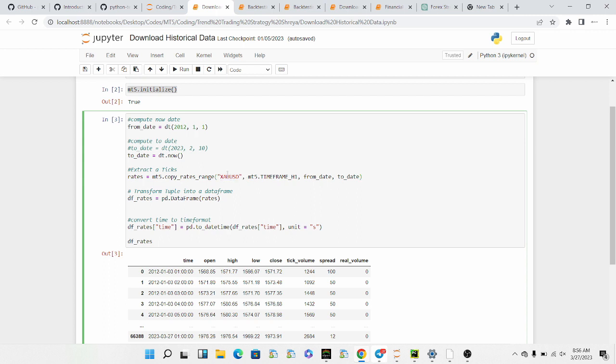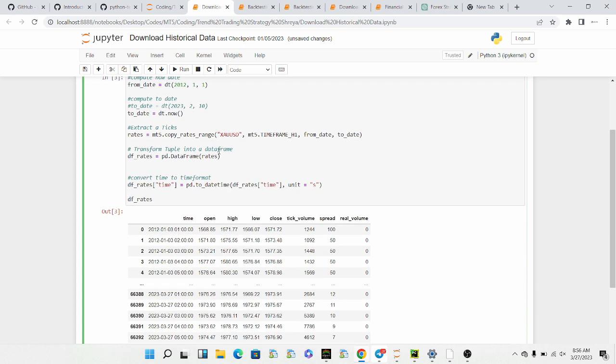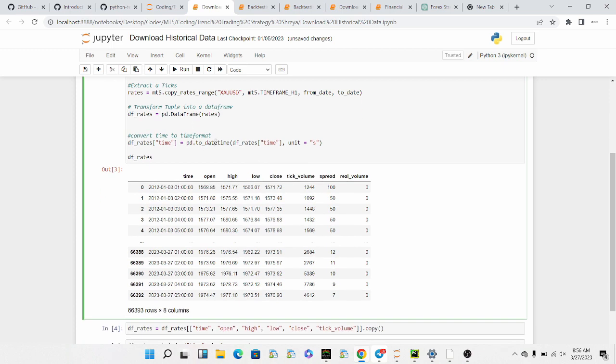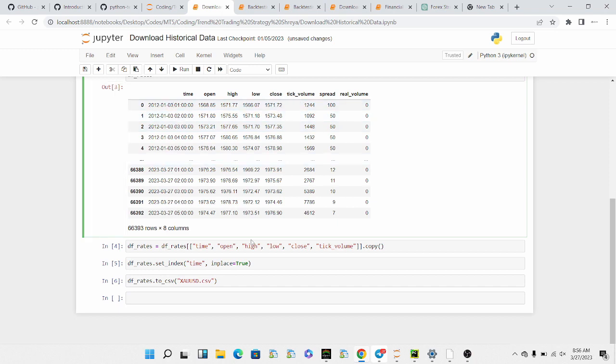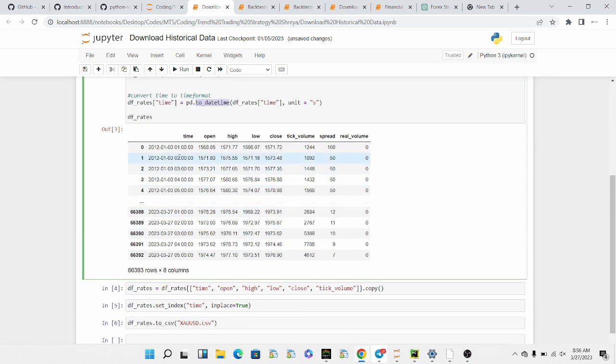This is the symbol that we are importing, and if it's a different symbol that you want to import, maybe it has a dash and an I, you can do that as well, but this is the symbol we are going to be trading. And then we have our rates here, which we converted to a data frame, and we set the date time to the normal date time. You can see the data here, and then we proceeded to copy out the time, open, high, low, close, and the tick volume. We're not going to be needing the spread and the real volume for this financial analysis.